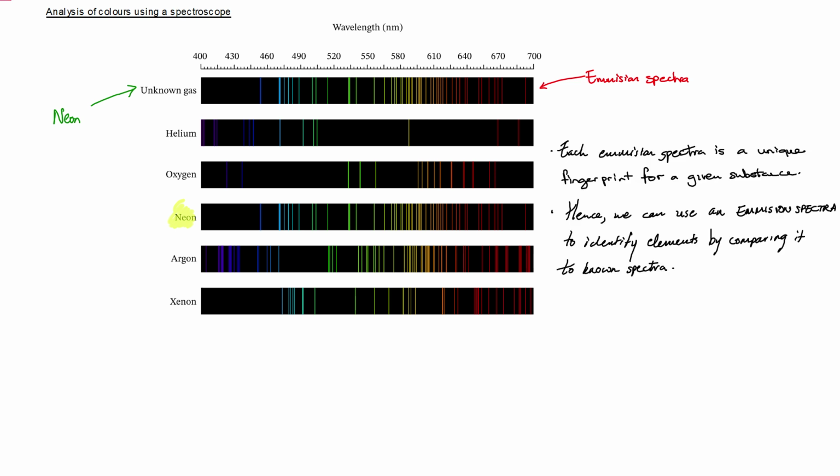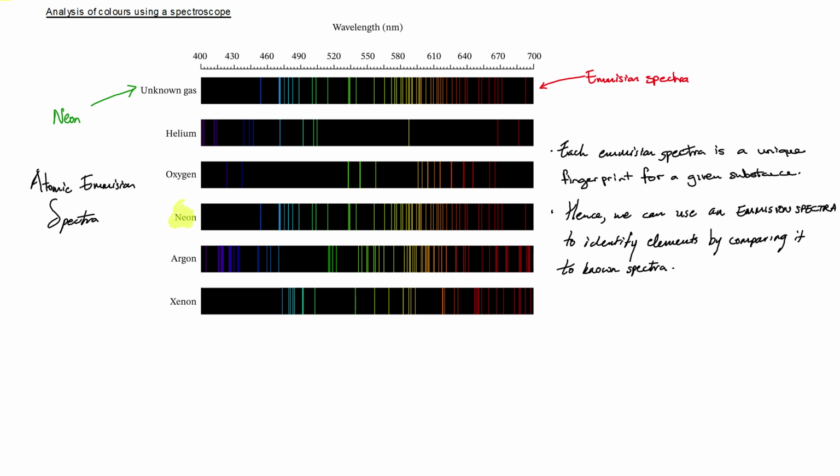So I've just added on the side here a few points. Each emission spectra is a unique fingerprint for a given substance. Hence, we can use the emission spectra to identify elements by comparing it to known spectra. So that's quite important. Now, this whole thing is called the atomic emission spectra. So we just put that on the side here, atomic emission spectra.